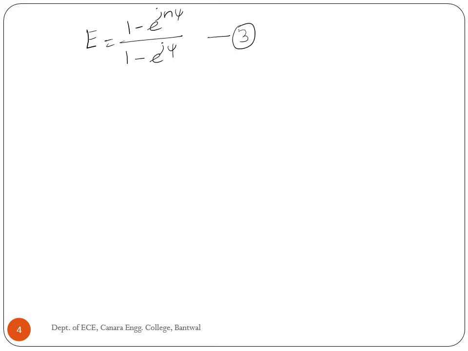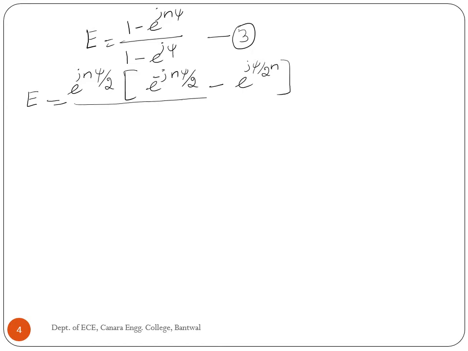The third equation I can write as E equal to e to the power j n xi by 2 inside, e to the power minus j n xi by 2 minus e to the power j n xi by 2, divided by, in the numerator I can keep e to the power j xi by 2 outside, then inside the bracket I can write e to the power minus j xi by 2 minus e to the power j xi by 2.